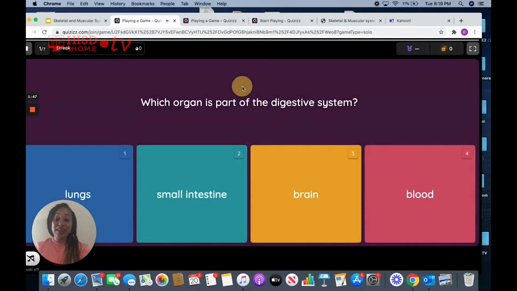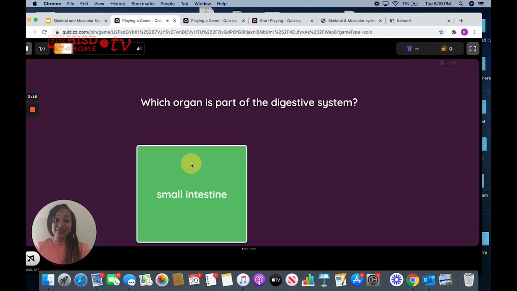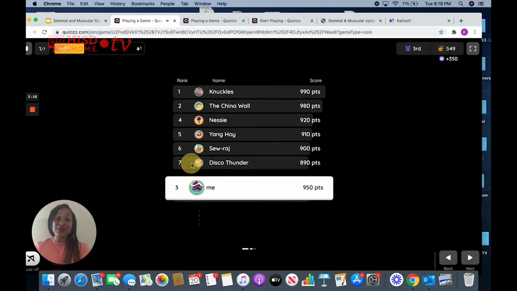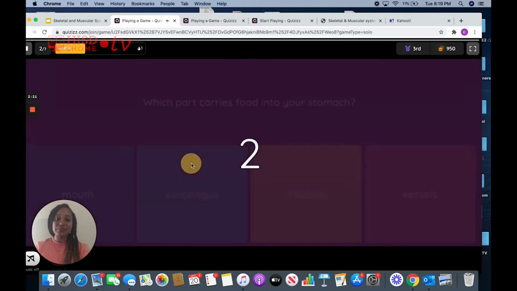Question number 1. Which organ is part of the digestive system? Below, you will see 4 organs. It is your job to identify the organ that is part of the digestive system. Any ideas? Is it the brain? No, it's not the brain. You think it's the small intestines. Let's see. Great job. The answer is small intestines.